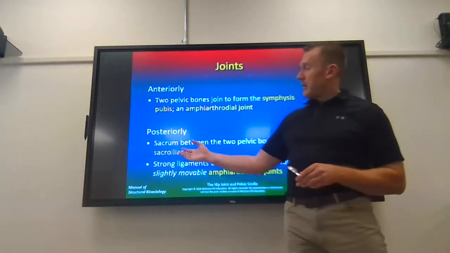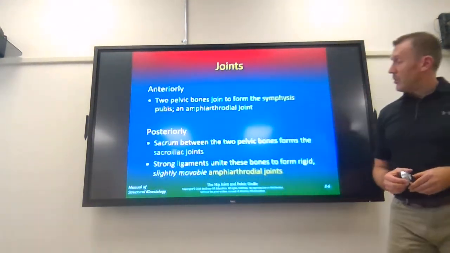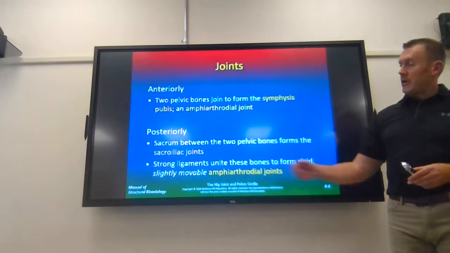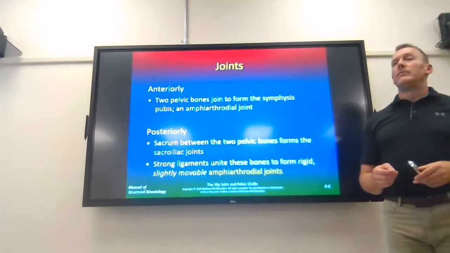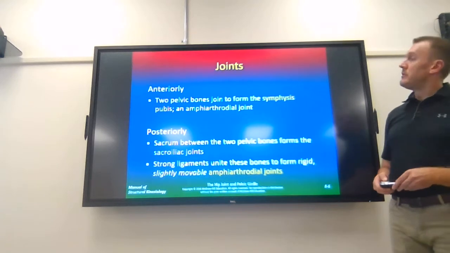Okay, so posteriorly, as I already mentioned, you have the sacroiliac joints. Okay, and these are also considered to be amphiarthrodial. So just a slight amount of movement.